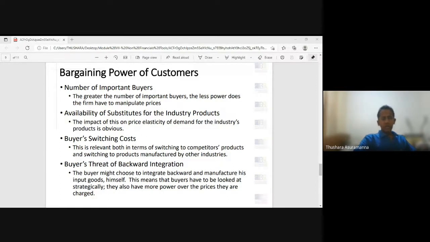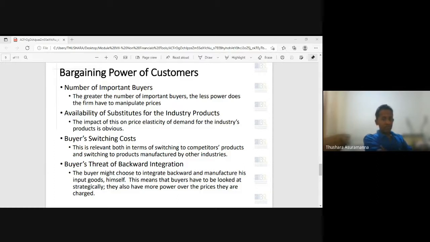Third one, switching cost. Buyers are there, but it is not easy for them to switch from your product to another product, like software. Then obviously, bargaining power is less. But if the switching cost is minimal, anytime they can leave you and go to another producer, then clients have higher bargaining power because you are at a losing end.